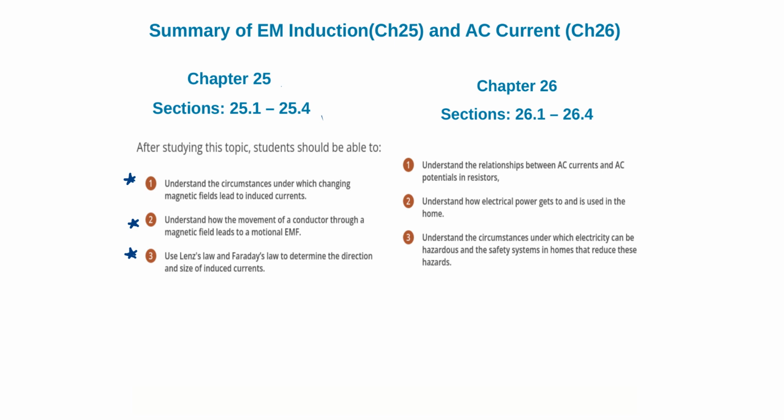Chapter 26 was about understanding relationship between AC currents and AC potentials in resistors, understanding how electrical power gets to and is used in homes, and understand the circumstances under which electricity can be hazardous to human and safety systems.